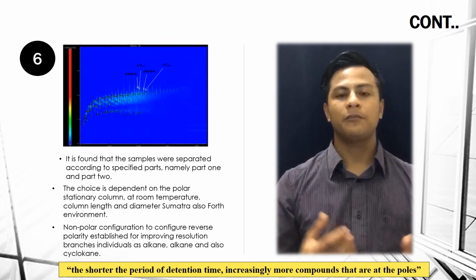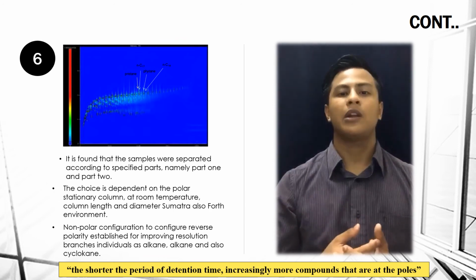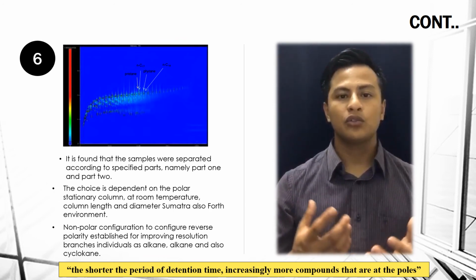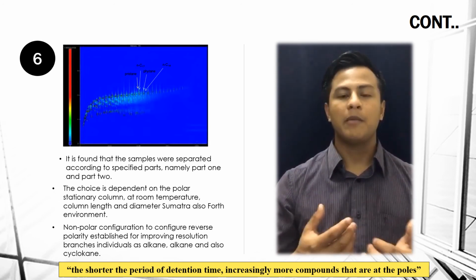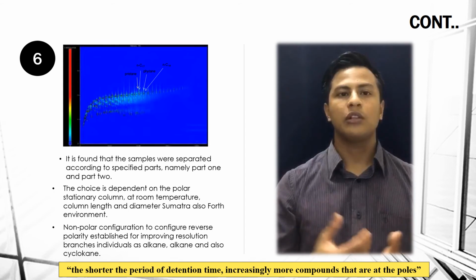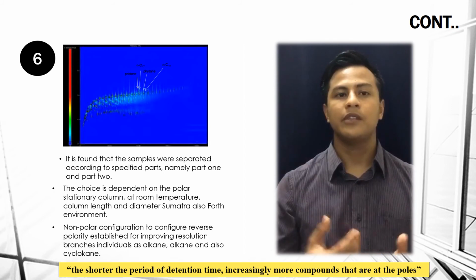The last figure is figure 6, which shows a contour plot diagram from polar to non-polar column. The contour plot shows that the sample was separated according to specified parts, namely part 1 and part 2. So the choice is dependent on the polar stationary column, column temperature, column length and diameter, and also the flow environment. The figure also shows that the non-polar configuration to reverse polarity configuration improves the resolution of individual branched alkanes, alkanes and cycloalkanes.